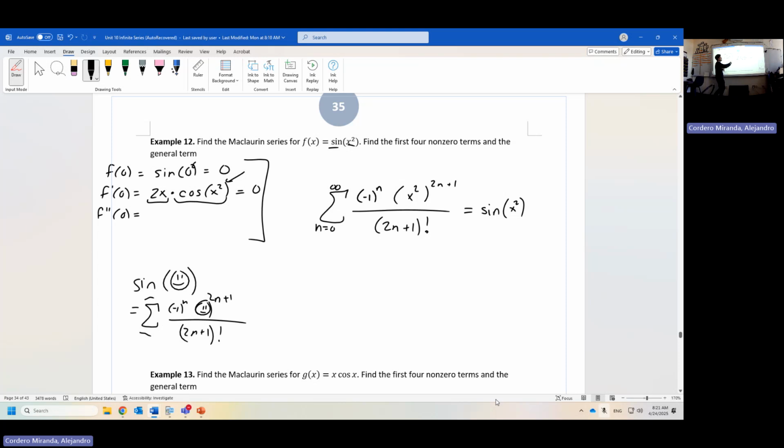Cool. So anyway, here is my sum. Let me take this question, and then we still have to find the first 4 non-zero terms and the general term.